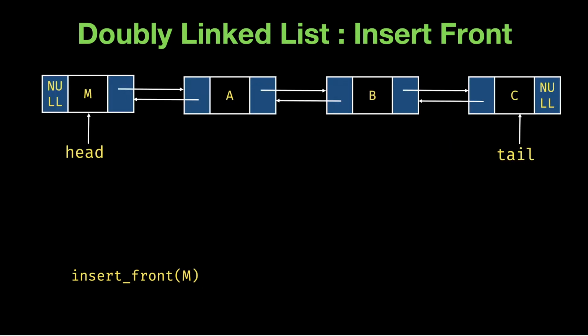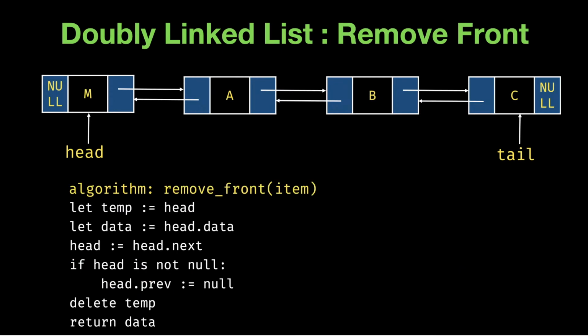So now our node has already been inserted into the doubly linked list, and this algorithm is clearly O of 1 because it is constant time. No matter how many nodes are there in the linked list, the number of operations will always be the same. So let us see how we can remove from the front.